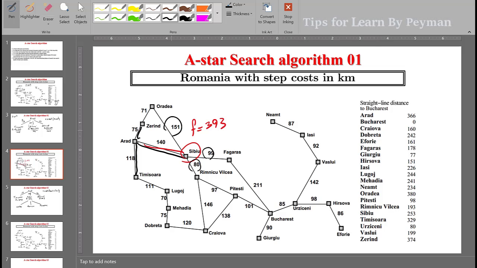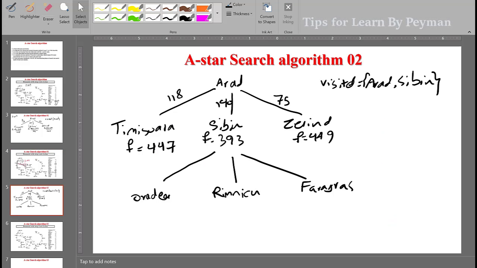We have these values. And for Orada, we should have this value. For Rimniju, we have this value. And for Faragras, we have this value. So I should write this down. Okay. Now for Orada, we have 151. For Rimniju, we have 80. And for the Faragras, we have 99.